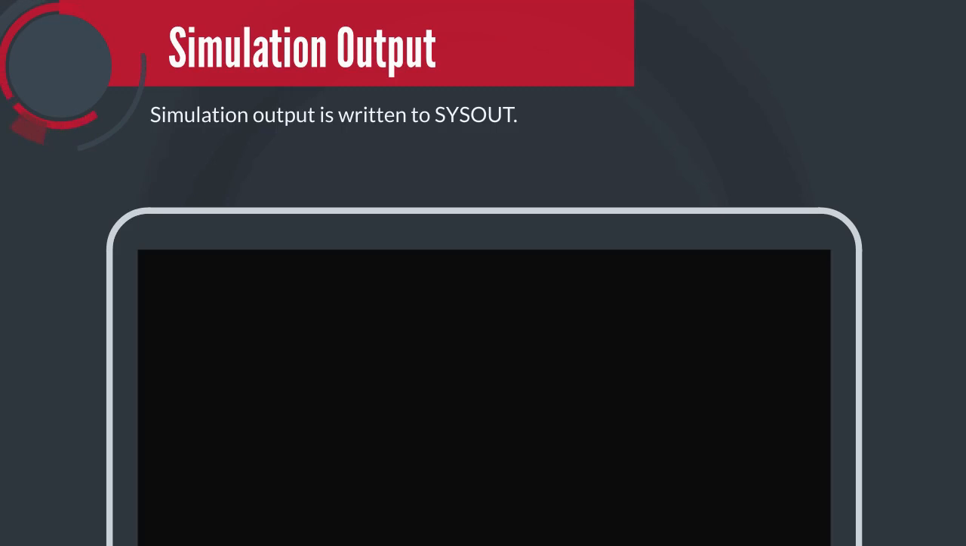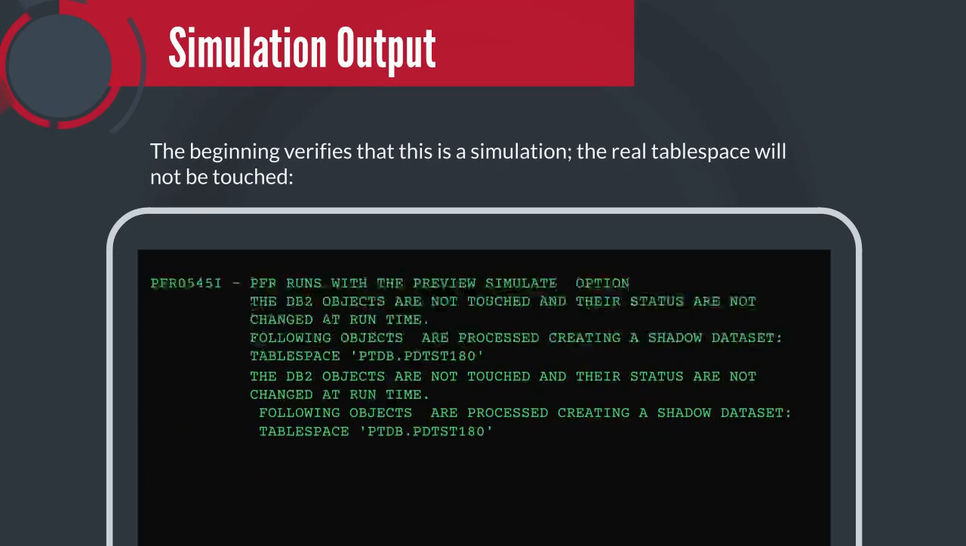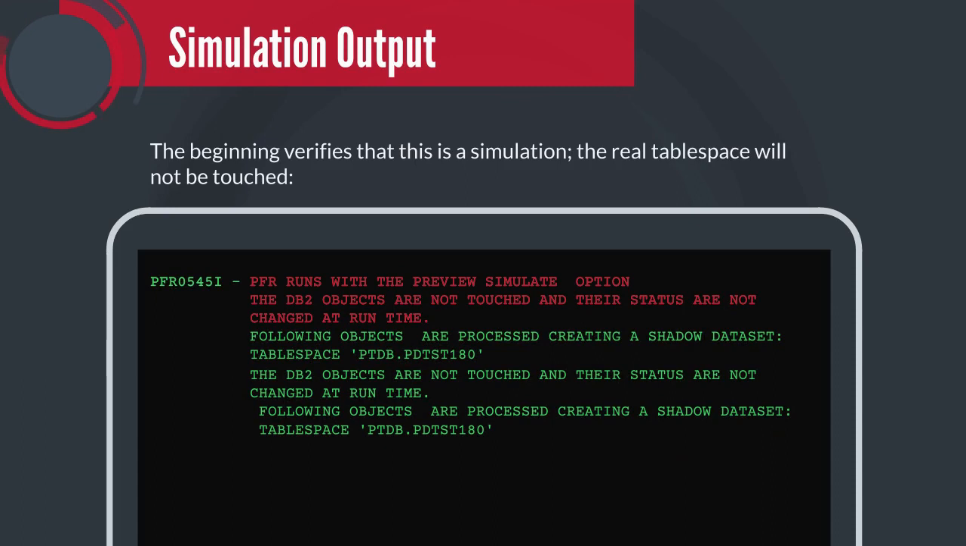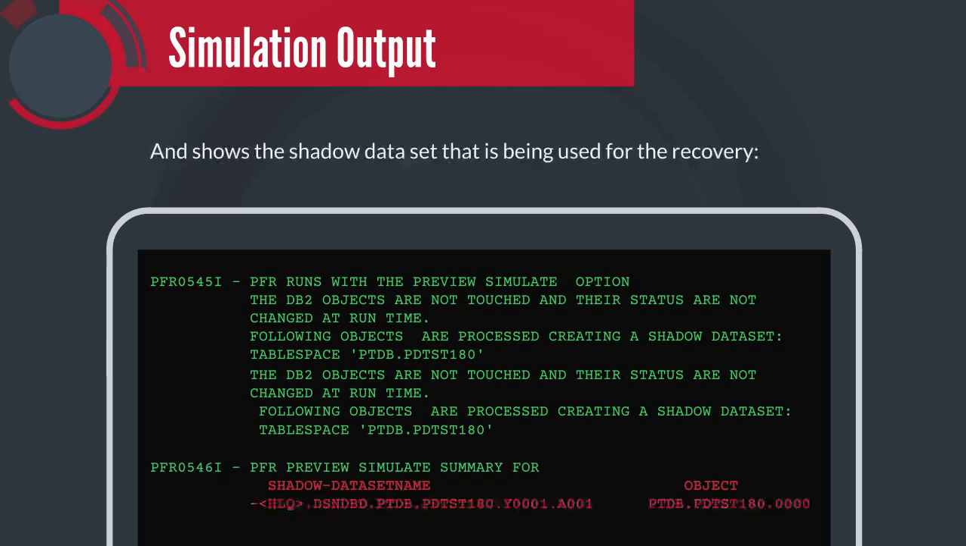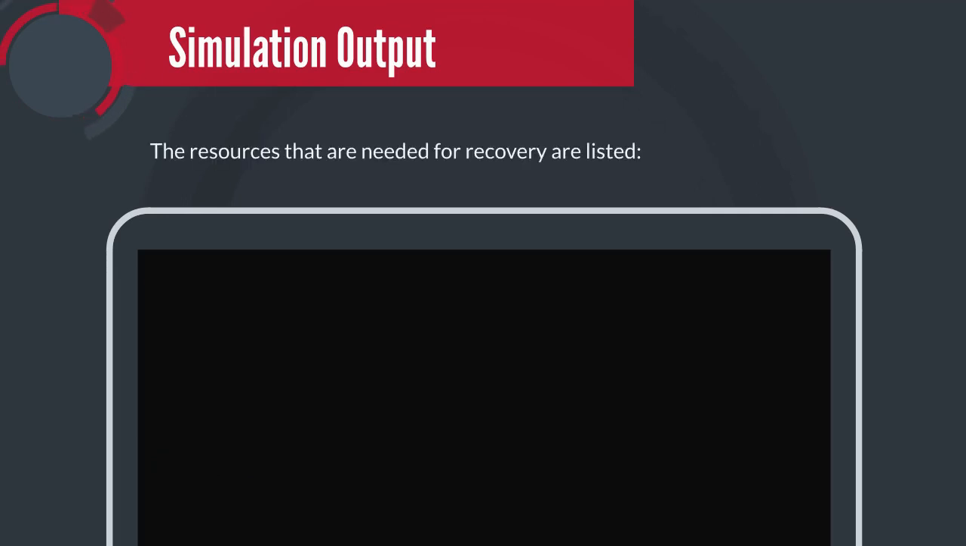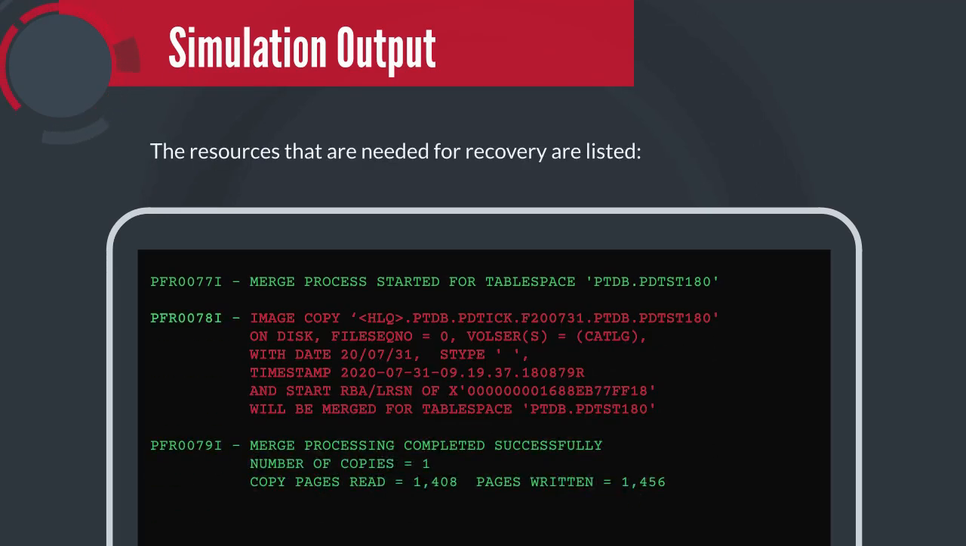When you submit a simulation job, the output is written to the job log. The output includes several key points. The first messages indicate that this is a recovery simulation and show the shadow VSAM datasets that will be used for the simulation. The output shows the image copies and logs that are needed to recover the specified objects. This section shows that we actually have the resources to recover the objects.